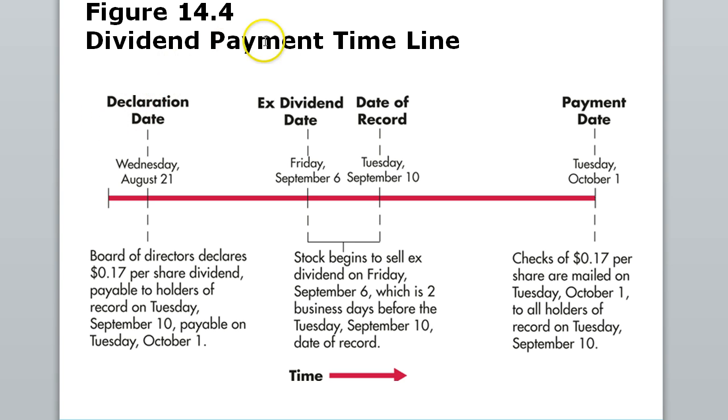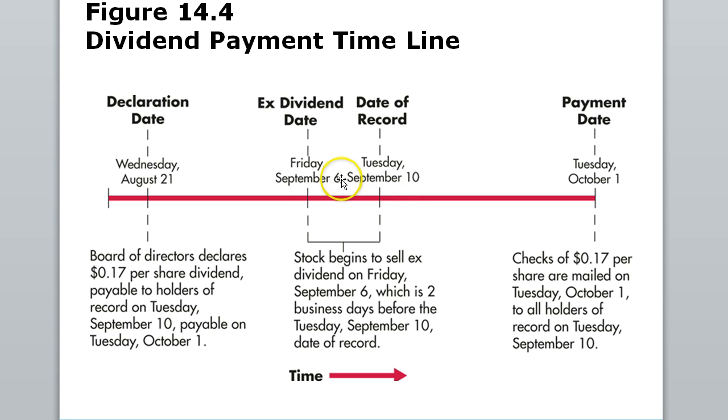when they announce it. Now, they'll say, we're setting the date of record on September 10th. Now, that happens to be a Tuesday. So we have to go back Monday and then Friday because weekends don't count. So 2 business days earlier, Friday, is the ex-dividend date. So in between here, between September 6th and 10th, the stock begins to sell ex-dividend on Friday, which is 2 business days before the date of record, which is September 10th.